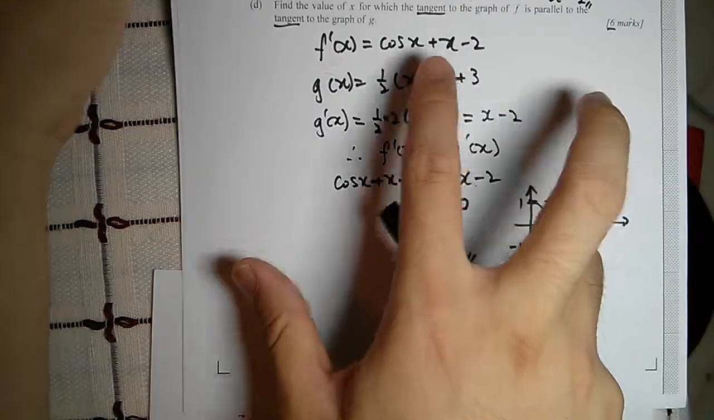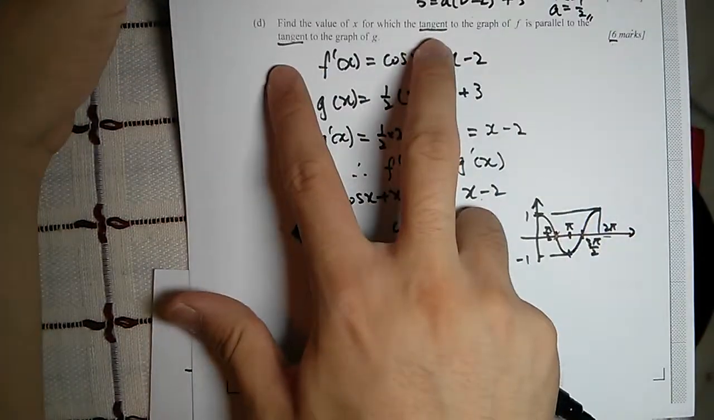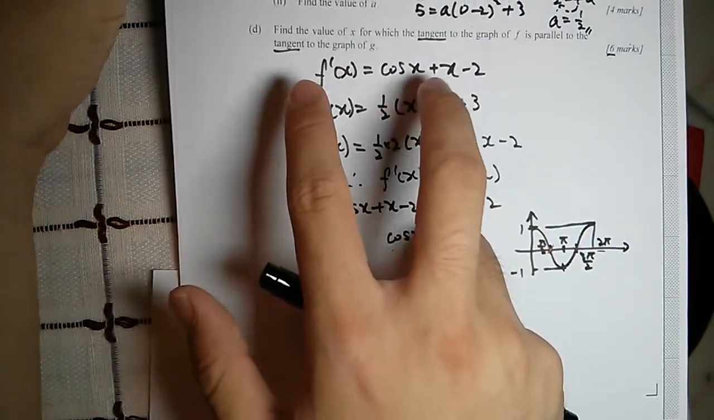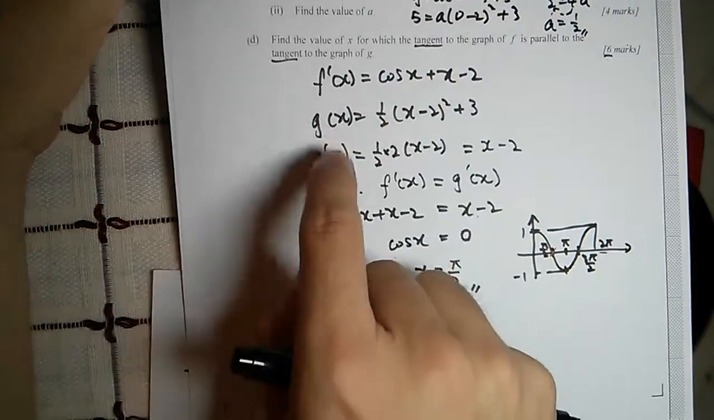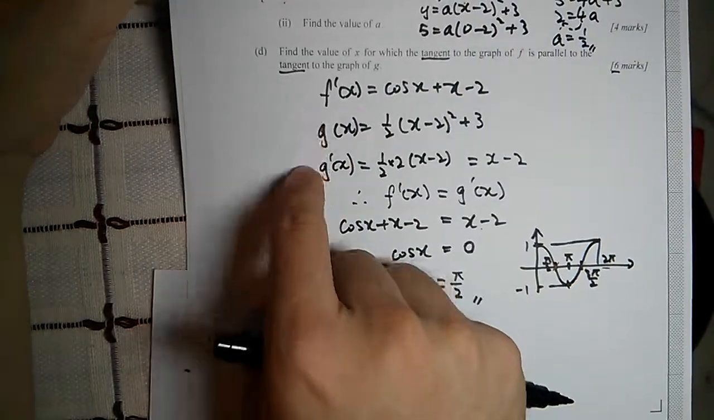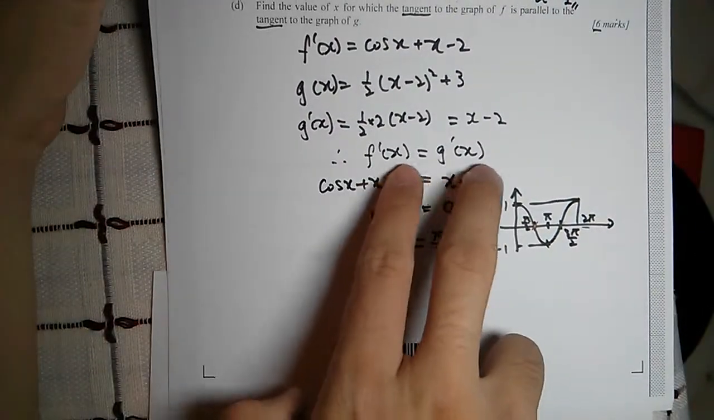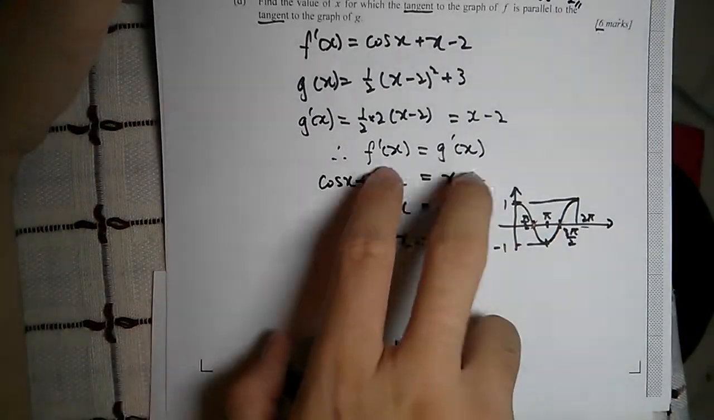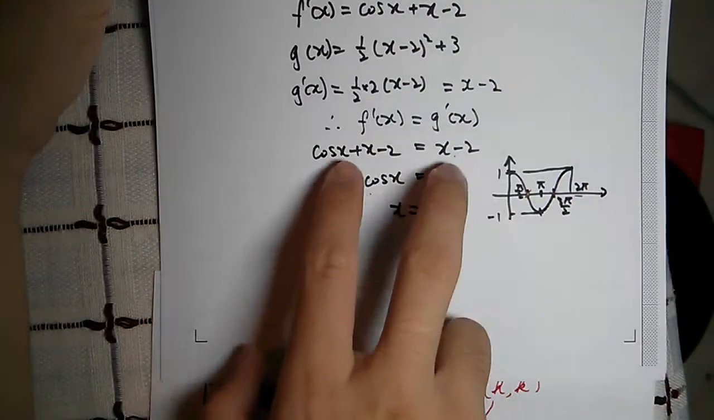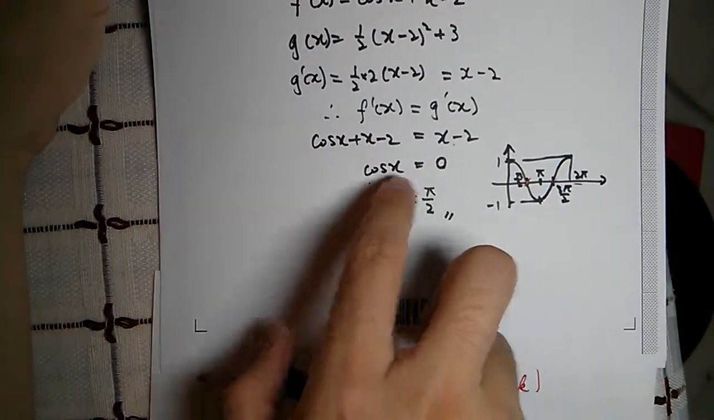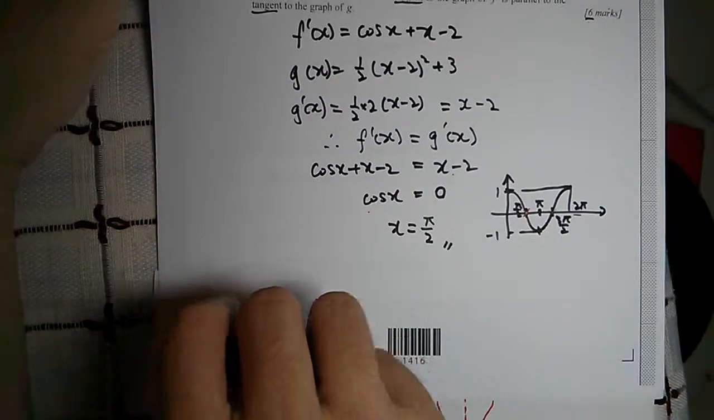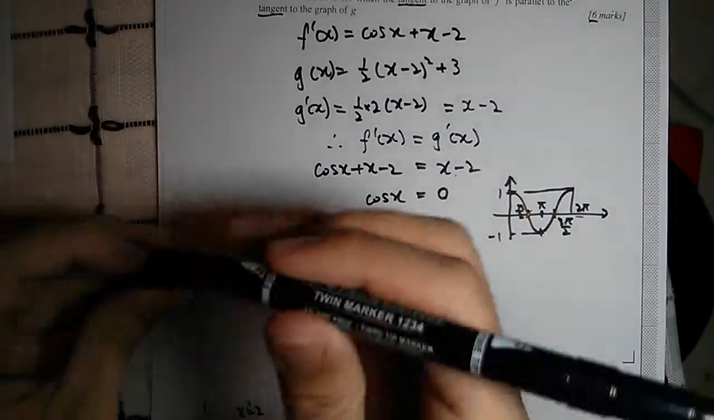And then for part D, it's probably the longest part, tangent. Considering the gradient of a tangent is found by differentiation, you look at the derivative. You want them to be parallel. That means you want the gradients to be the same. So you equate the gradient functions, which are the first derivatives, and solve. Whether you can do this or not depends on your knowledge of trigonometry, which is another topic that is really popular.